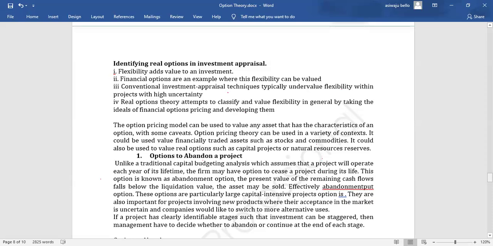An option to abandon is treated as a put option: the right to abandon the project pathway and sell the project to another investor. Option to abandon is treated as a put option. That is the right to sell.